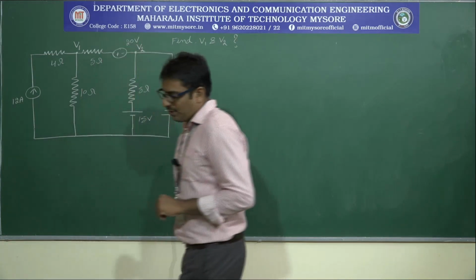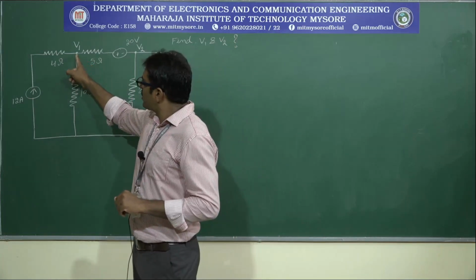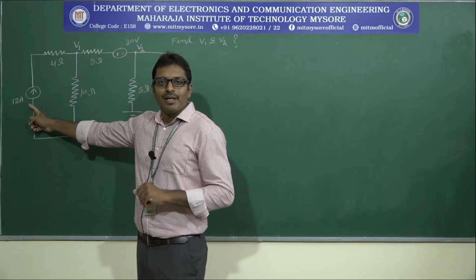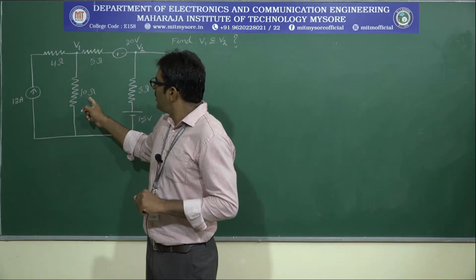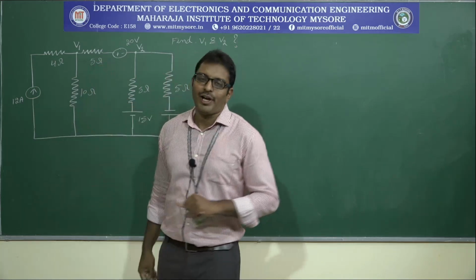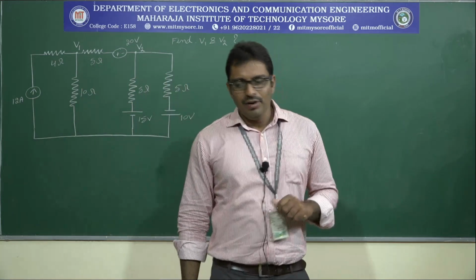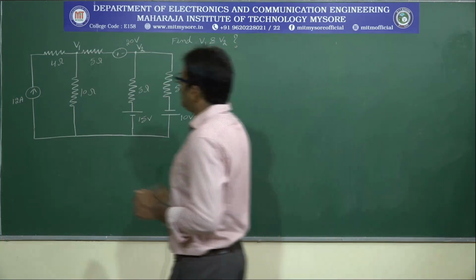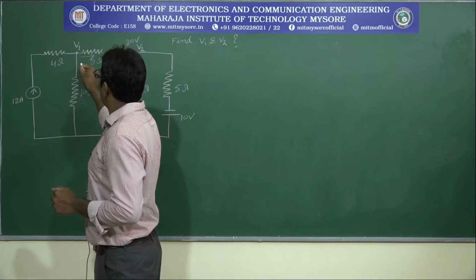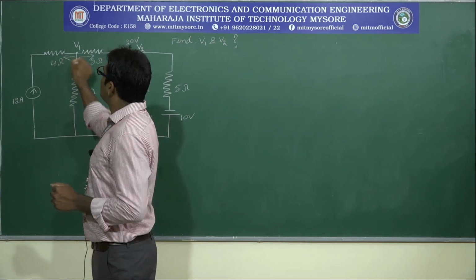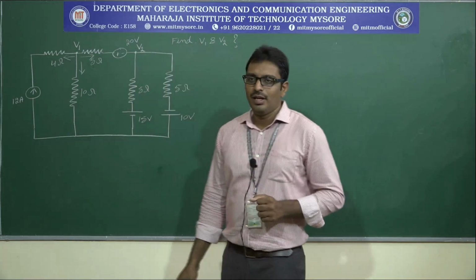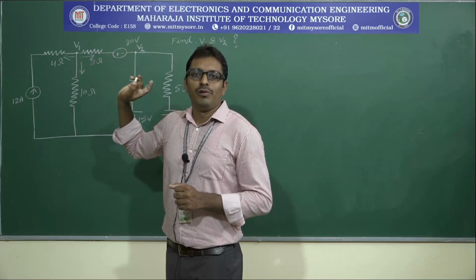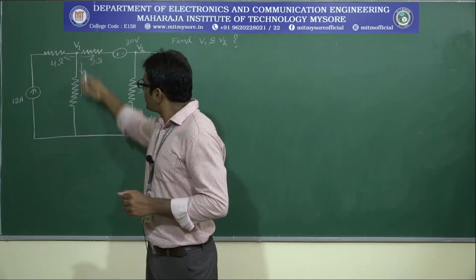But in the first node, there are 3 branches connected. One is the 12 ampere current source, another one is the 10 ohm resistor, next the 5 ohm resistor. See, when you are applying KCL for any node, as I already mentioned, just consider this is a higher potential node. That is why all the branch currents are leaving from the node. But why are we applying KCL? In order to find out node voltages.